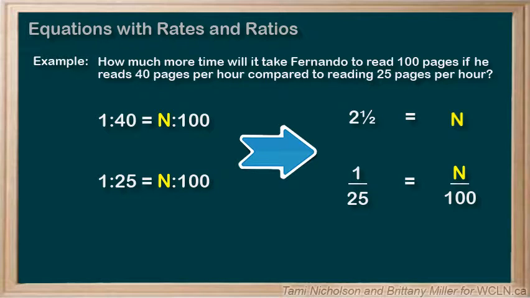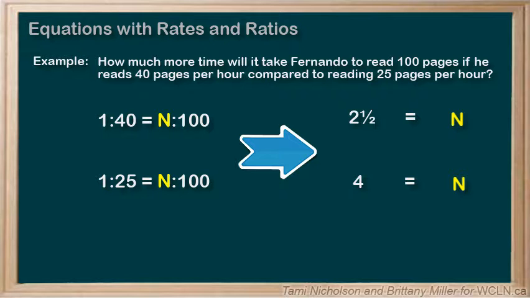To find n, multiply both sides by 100. 1 over 25 times 100 equals n over 100 times 100. You end up with n by itself and 100 over 25. 100 divided by 25 equals 4, so 4 equals n. It would take Fernando 4 hours to read 100 pages at a speed of 25 pages per hour.